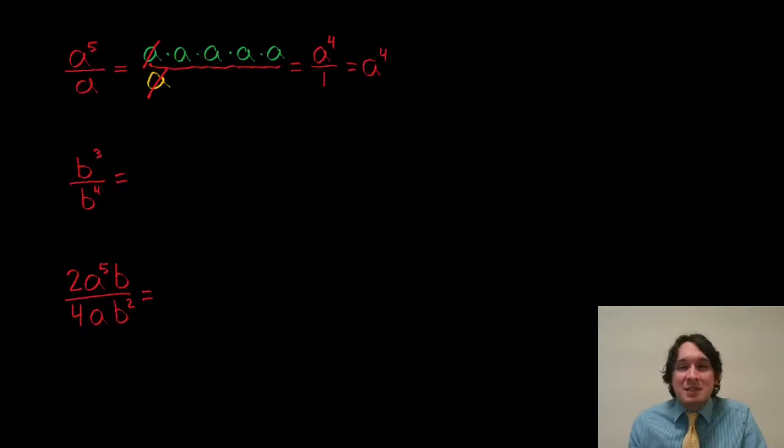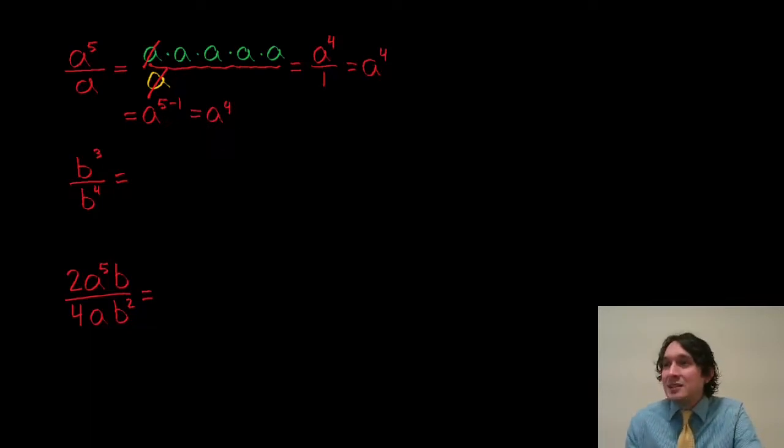This is one where it's fairly safe to use the quotient of powers property. You would just say that this is a to the power of 5 minus 1, because after all, there is a hidden 1 here that we don't write, but it is there. And so 5 minus 1 is 4. And that's how we get that answer.